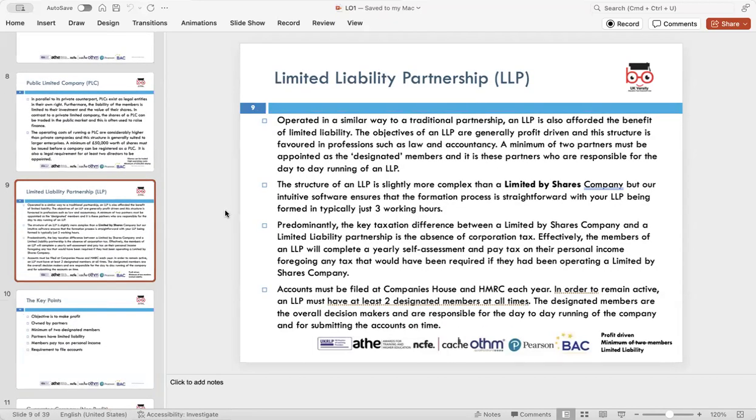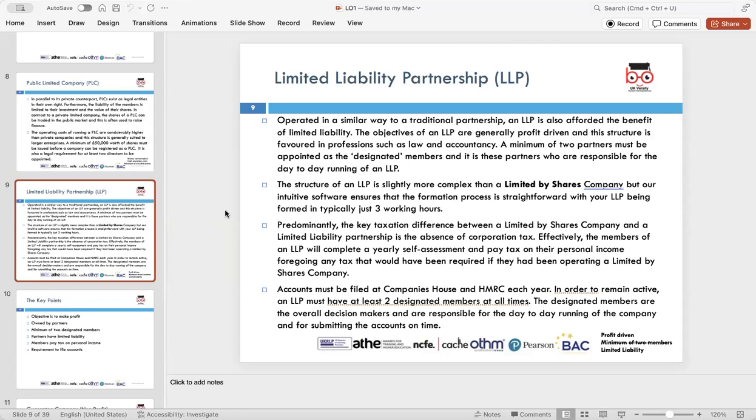The members of a limited liability partnership will be required to file an annual assessment and pay tax on their personal income. This means that they will be exempt from paying any tax that would have been necessary if they had been operating a limited company by shares. Companies House and HMRC are the two places where annual accounts have to be submitted. Always having at least two designated members is necessary for a limited liability partnership to continue to function.